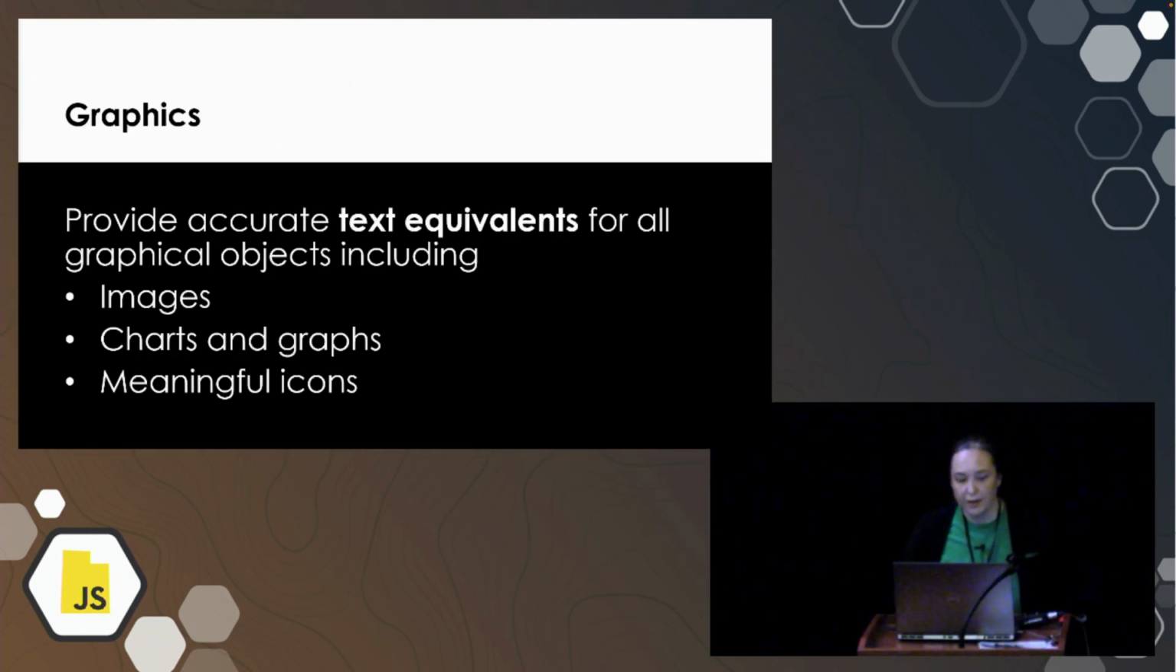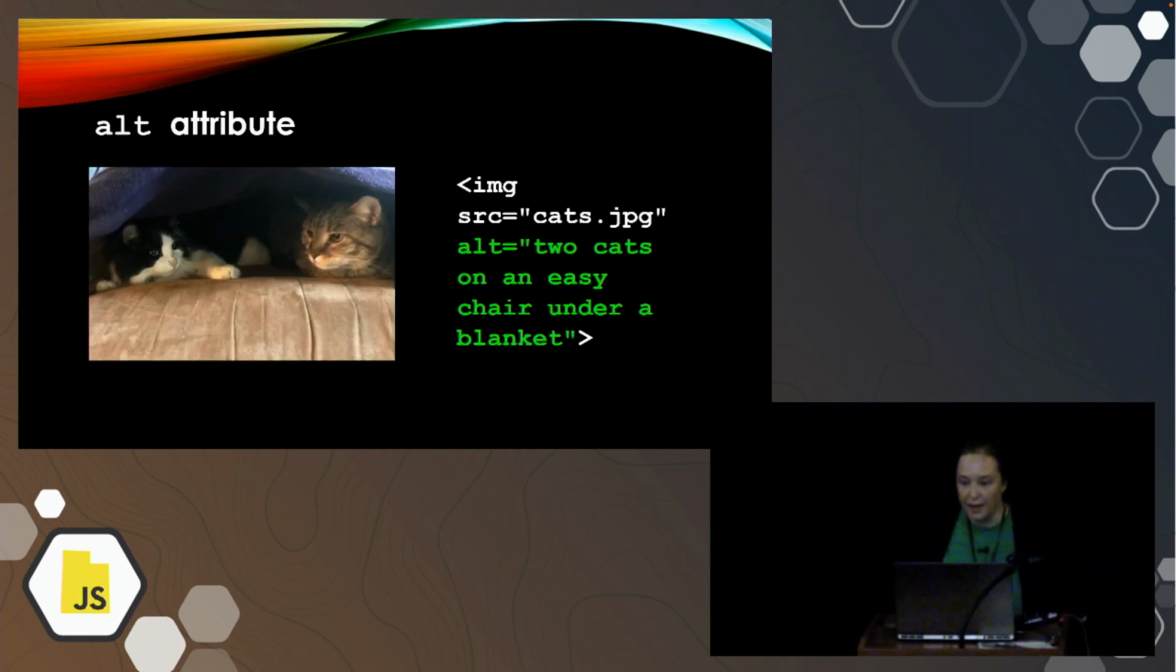So the goal with graphics is to provide an accurate text equivalent for all graphical objects, and this includes using the image element for inline images, as well as things like charts and graphs, and increasingly meaningful icons next to things like links and text. So the easiest example is you just have a photograph like this one. You have an alt attribute. This one is 2 cats on an easy chair under a blanket.